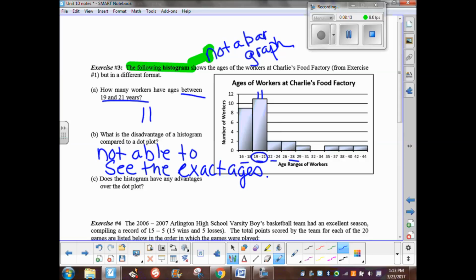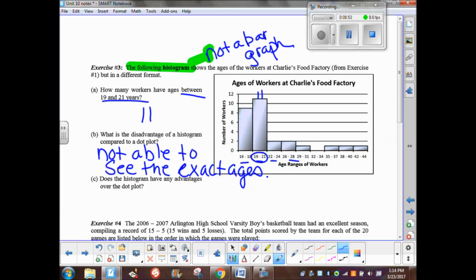Does the histogram have any advantages over the dot plot? We still could see that on the dot plot. It's not a huge difference, but it might be easier to draw, definitely, because you've got those ranges. It won't have to be sort of long. Yeah. Easier to see the number of workers.